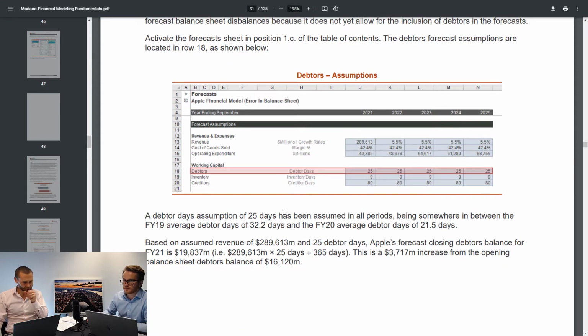Based on assumed revenue of 289,613 in FY21, if we look at 25 days, our forecast closing debtors balance for FY21 is 19,837. That's the revenue of 289,613, multiplied by the 25 days, divided by the 365 days in 2021. That's a $3,717 million increase from the opening balance sheet debtors of 16,120. So we're going from 16,120 to 19,837.